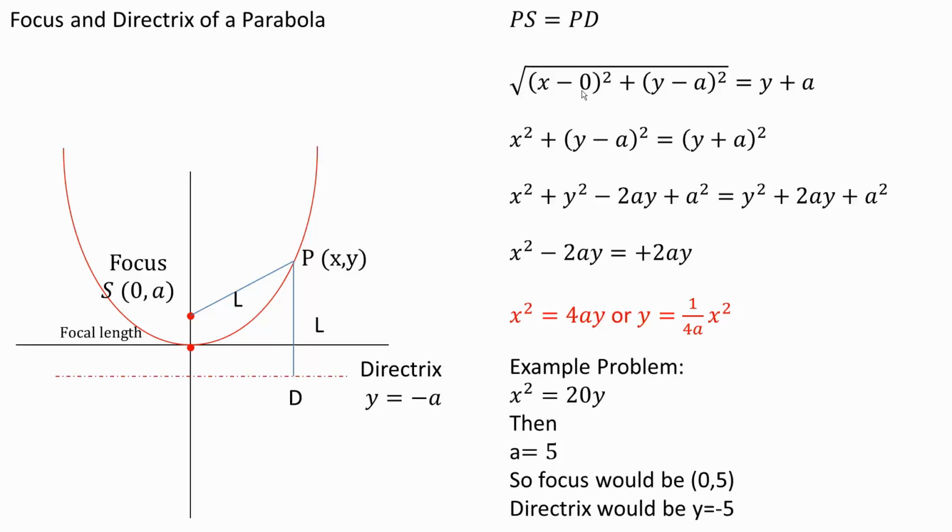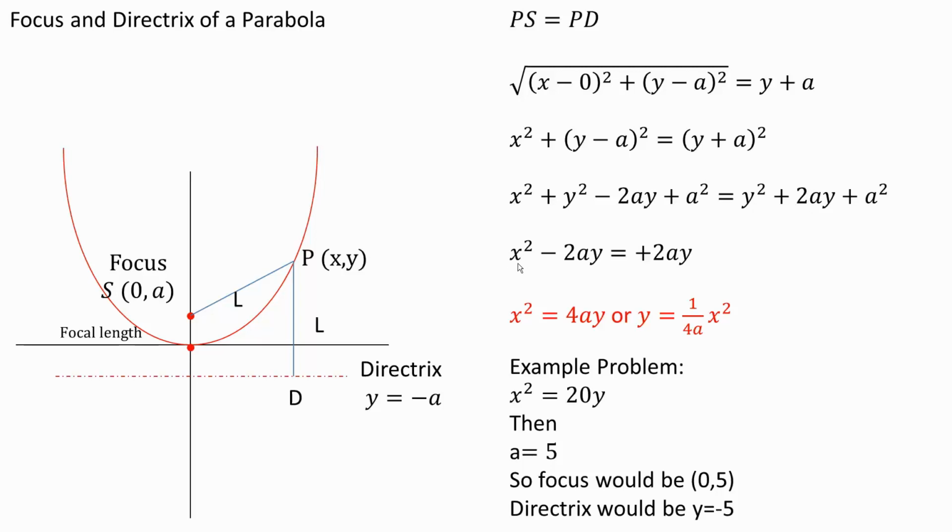So I would get x squared plus y minus a squared is equal to this piece squared. I'm simply canceling the square root by squaring this side and squaring this side. I would get x squared plus, if I expand this piece, y times y is y squared, y times negative a is negative ay, plus another negative ay would be negative 2ay, and then negative a times negative a is positive a squared. Same idea on the right: y squared plus 2ay plus a squared. If I move this y squared over to the left, this piece and this piece would cancel. Likewise, the a squared and a squared would cancel. And so I would get x squared minus 2ay is equal to 2ay.